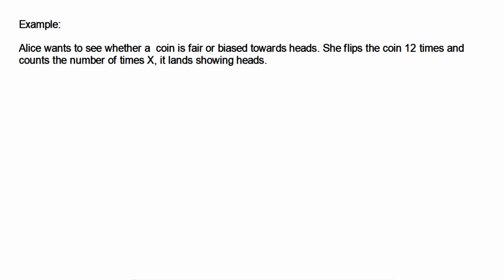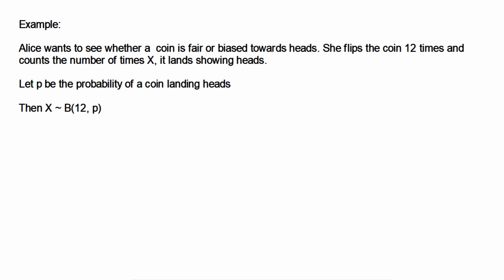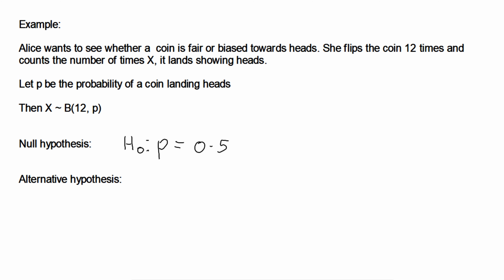Alice wants to see whether a coin is fair or biased towards heads. She flips the coin 12 times and counts the number of times X it lands showing heads. So we're going to let P be the probability of a coin landing on heads. Then X is distributed binomially with 12 trials and some unknown P. What do we do? Well, let's define the null hypothesis. Well, null hypothesis we define as H0 colon probability equals 0.5.